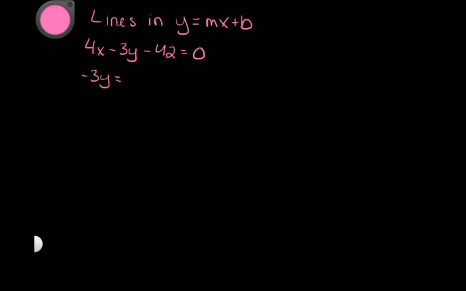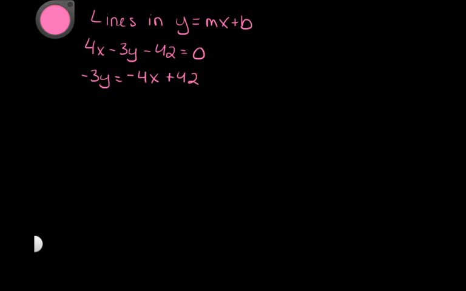Okay, so for this one, we want to rearrange this. Remember, we want to have our lines in y equals mx plus b form. So 4x minus 3y minus 42 equals 0. We're going to keep the y over here. So minus 3y equals, I move the 4x to the other side, it becomes negative 4x. I move the negative 42 to the other side, it becomes positive 42.